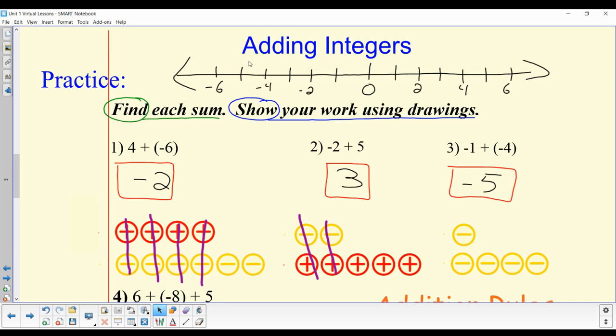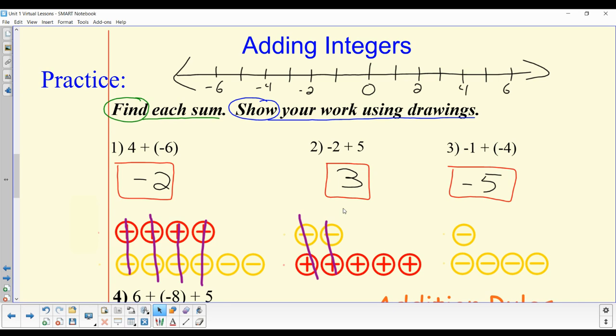You keep the sign. When the signs are different, like they were in 1 and 2, then you're going to be canceling out. That's like subtracting. Of the 6 negative tiles, 4 of them canceled out. Of the 5 positive tiles, 2 of them canceled out. It's the same as subtraction.